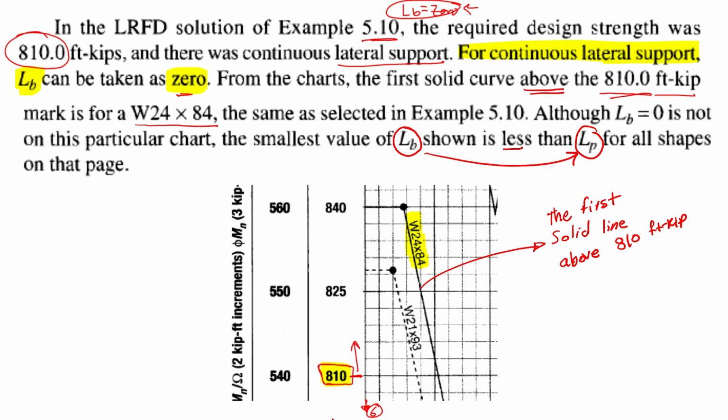Okay, so this means that you are searching for the mark with more than 810, and then you're going to check up. You're going to find the dashed line curve with W24 by 83. So this is not going to be the lightest one. You need to go up until you reach the solid curve. The solid curve here is W24 by 84. It's lighter, of course, than the dashed line.